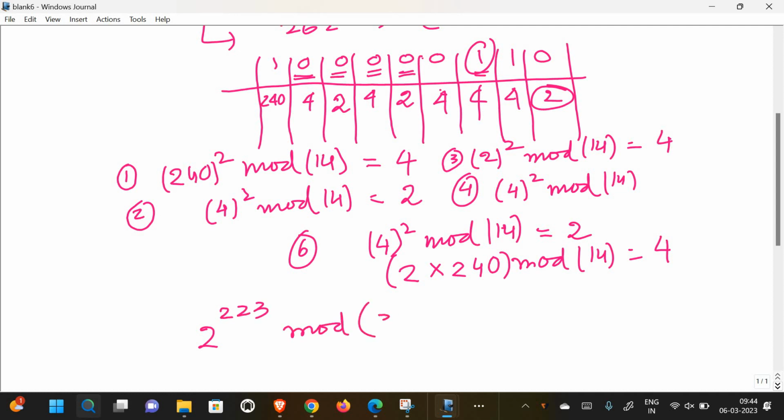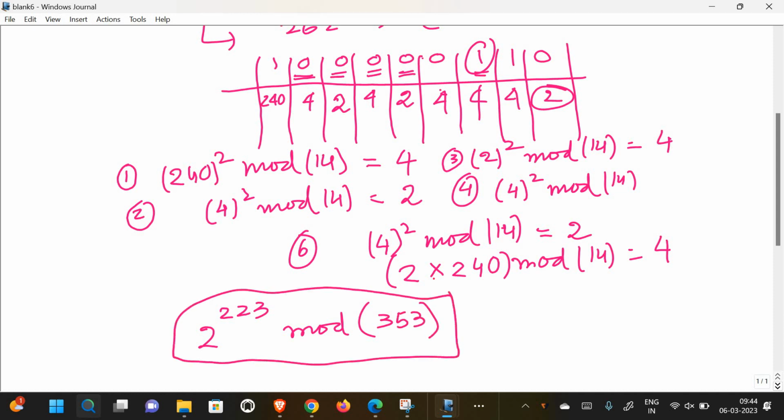2 to the power 223 mod of 353. Do it using the fast exponential process and tell me the answer you are obtaining. Alright, so please do that.